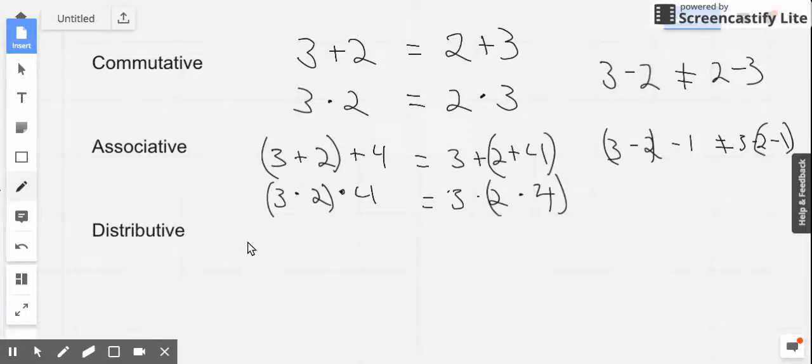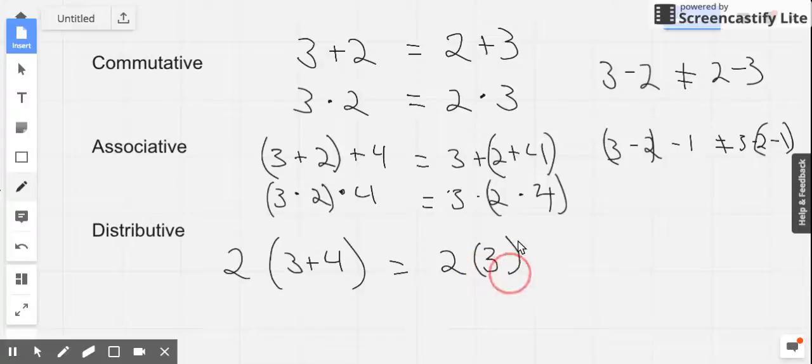Distributive property is a very specific property that combines both multiplication and addition. Distributive property says this: if I have some number multiplied by some sum of two other numbers, let's use different numbers for clarity. So instead of all 2's, we'll say 2 times the sum of 3 and 4. That can be rewritten as the sum of the products of 2 times 3 and 2 times 4.